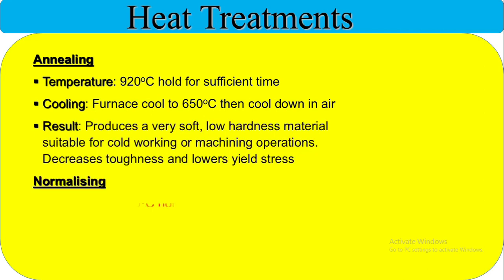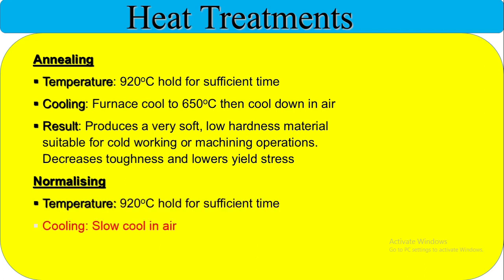Now normalizing. Same things: the temperature will reach 920 degrees centigrade and you have to hold for sufficient time, that is called the soaking time. Now cooling. Cooling has a difference with annealing. In annealing, the cooling is in the furnace first to 650 degrees centigrade, then cool down in air. But in normalizing, the cooling is slow cool in air. It should be only cooling in air, not in the furnace. So you understand the temperature and the cooling.